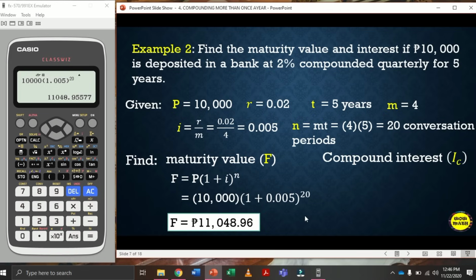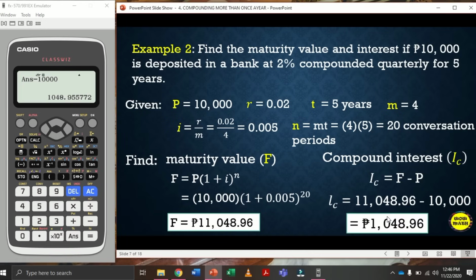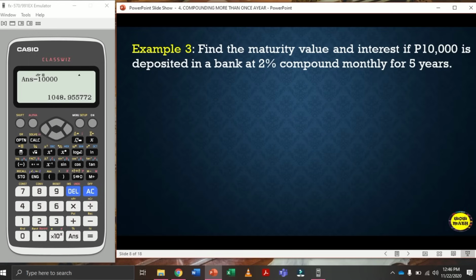So, paano kunin yon? And that is the future value minus the present value. So, yung future value natin is 11,048.96 minus the present value which is 10,000. So, gamit yung calculator nyo, pwede rin naman. So, minus 10,000. Okay, equal. So, the answer is 1,048.96. Okay. Using your calculator, pwede nyo makuha agad yung sagot. Alright, next. Example number 3.